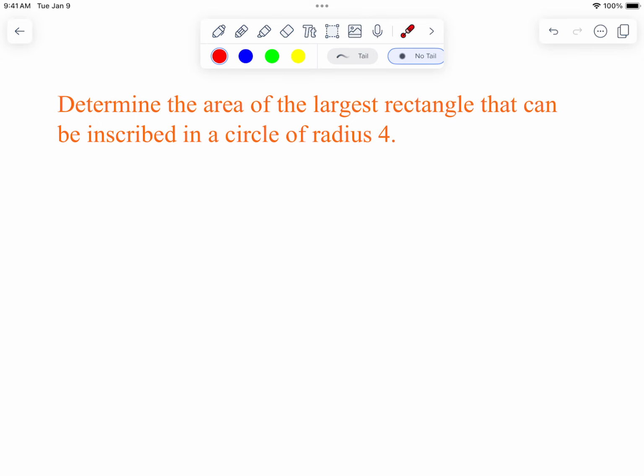Inscribed, so what does that mean? That means the rectangle is inside of the circle. We want the circle to have a radius of 4. I'm going to have you try this on your own. I'm going to give you a hint to start.